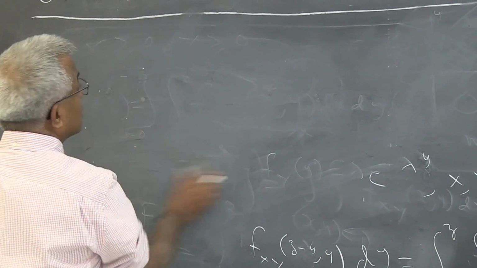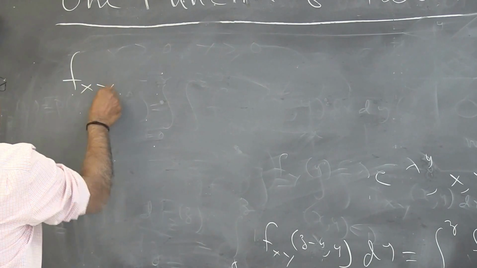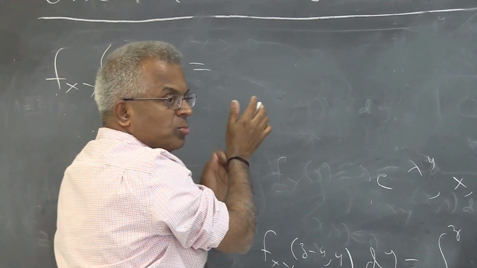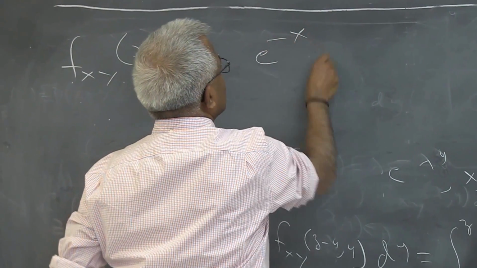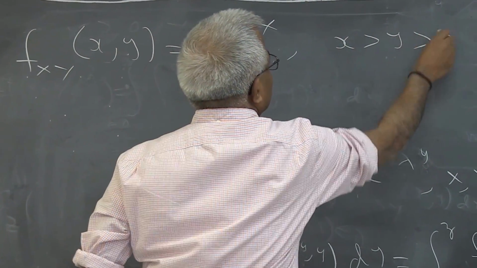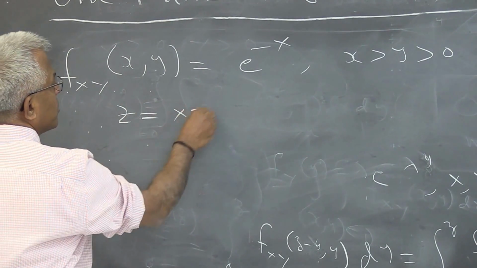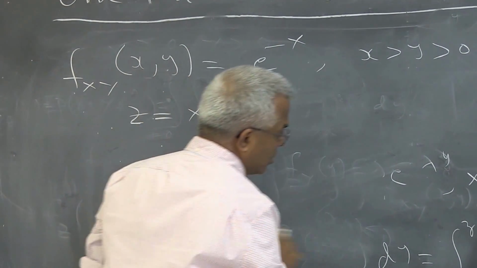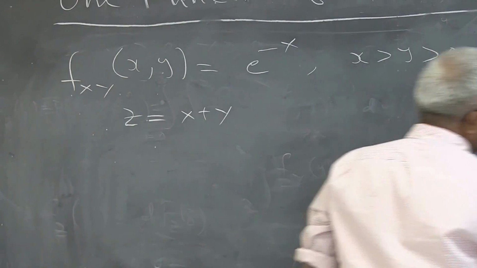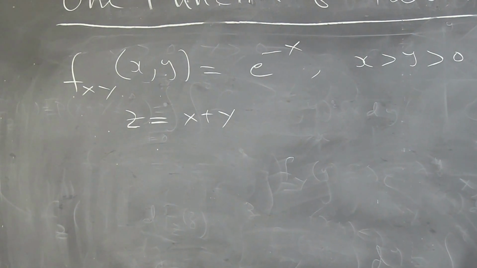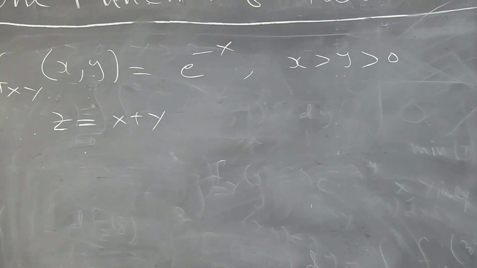So remember, a few minutes back we had another problem. What was it? fxy. Anybody has it? E raised to minus y or minus x? This was the joint density function. So we can try to find out x plus y. Again, it's best to do the given problem rather than try to substitute into any formula.